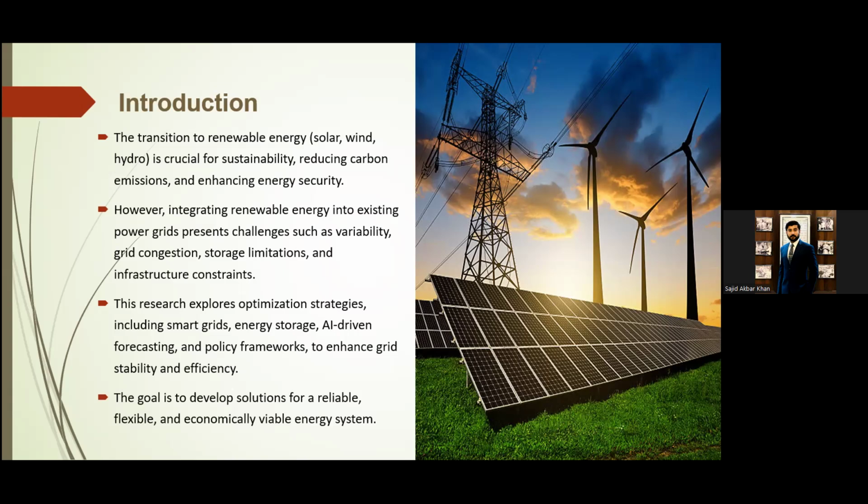There are certain challenges in this field. For example, variability and intermittency, the grid congestion and stability issues, the energy storage limitations, the infrastructure constraints. These challenges, I will be discussing in details in my research paper.